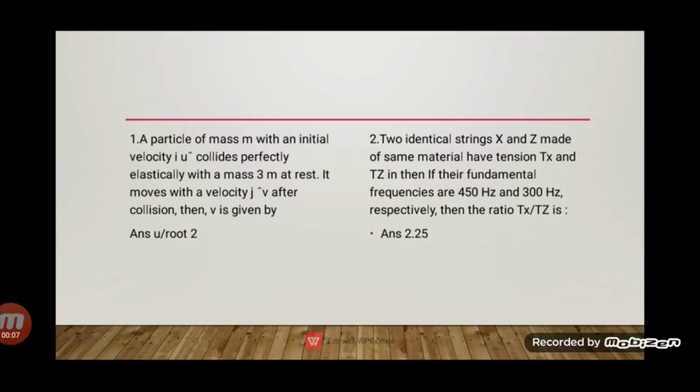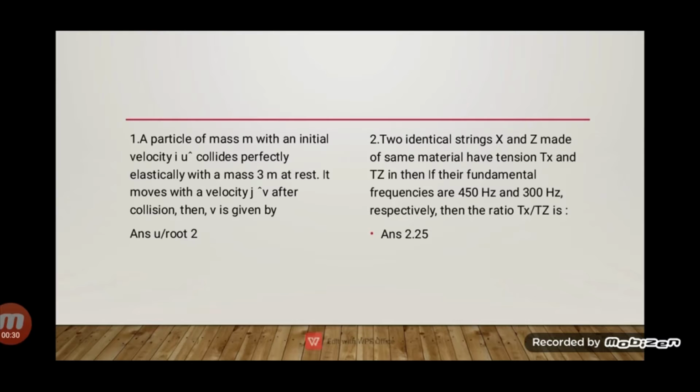The first question was: a particle of mass m with an initial velocity u i-cap collides perfectly elastically with a mass 3m at rest. The u is moving in the x direction. After collision it will move in the y direction with v j-cap. Then the value of v is u by root 2.